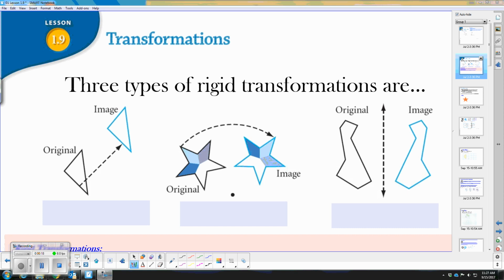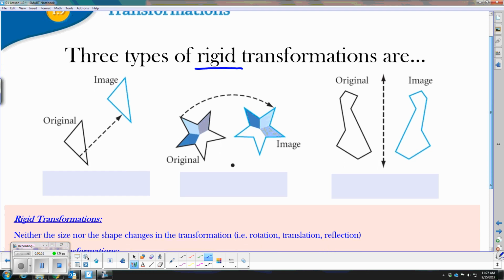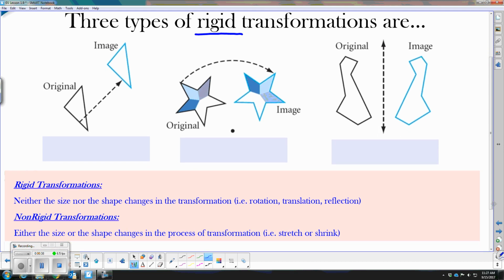So on your first slide, if you're following along on your guided note sheets, it lists 3 types of rigid transformations. Rigid transformations are transformations that preserve the size and the shape of the original image. So a rigid transformation is a transformation that carries the isometry characteristic, which just means it's congruent to the original figure.